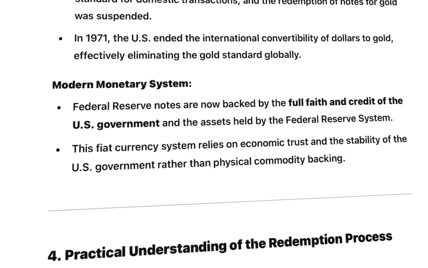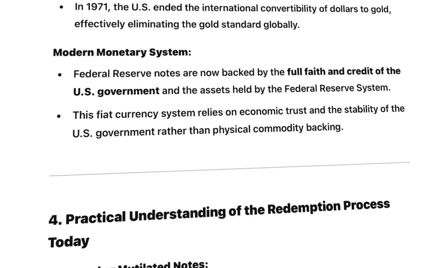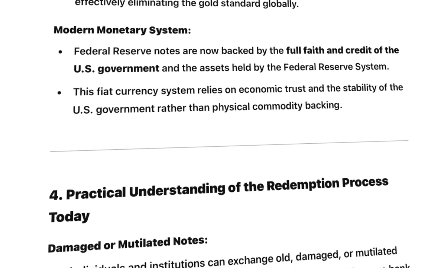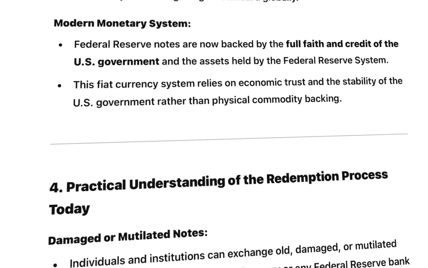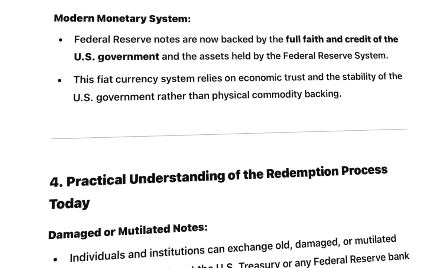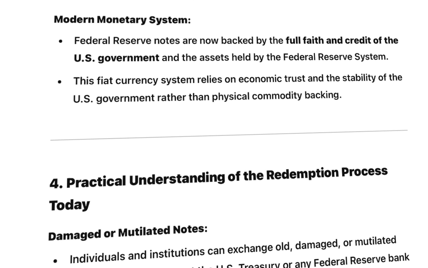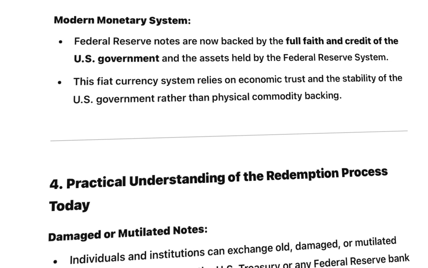Modern monetary system. Federal Reserve notes are now backed by the full faith and credit of the U.S. government and the assets held by the Federal Reserve System. This fiat currency system relies on economic trust and the stability of the U.S. government, rather than physical commodity backing.